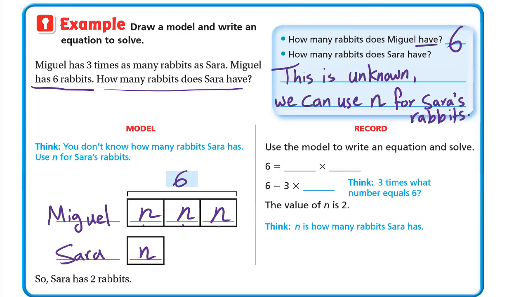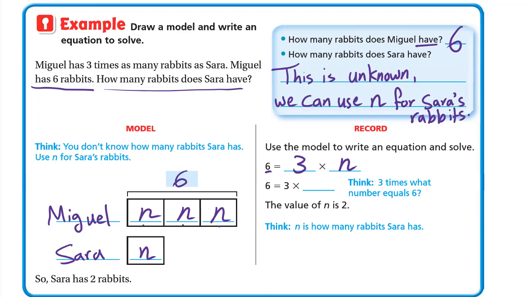So let's use a model to write the equation and solve it. So 6 equals, this is what Miguel has, equals 3 times as many as Sarah. Sarah has N. We don't know it. So it's 3 times N.